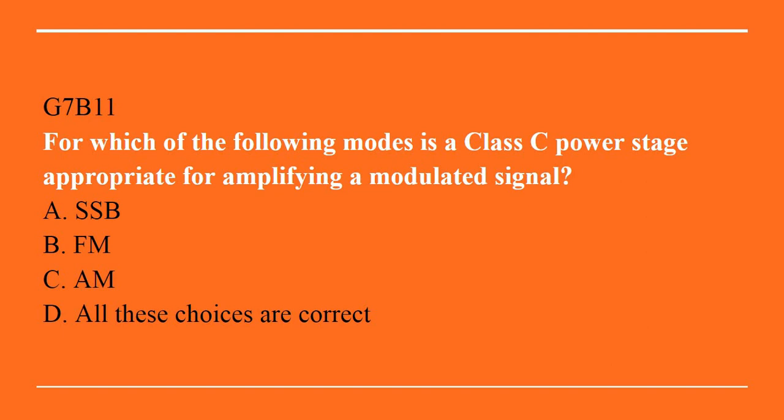G7B11, for which of the following modes is a Class C power stage appropriate for amplifying a modulated signal? A, SSB, B, FM, C, AM, or D, all of these choices are correct. Answer is B, FM. And that will conclude video number 7.